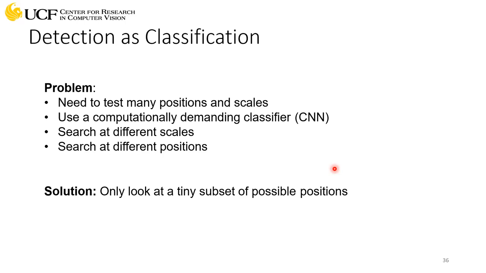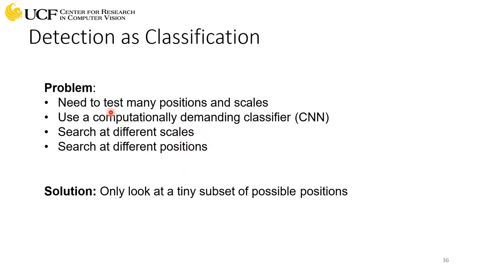Now, the issue was, first of all, it was computationally very expensive, right? Because we have to test a lot of positions and a lot of scales. We studied the scale space pyramid last time. That's not efficient. It's computationally demanding because we have to run the classifier for each location. And because of different positions and different scales, it's not actually helping.